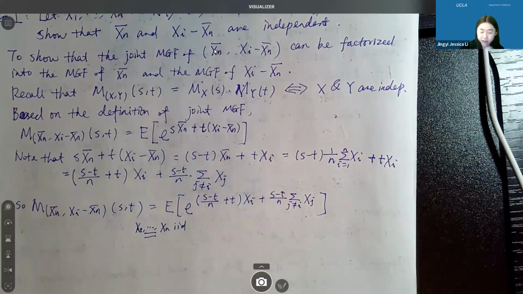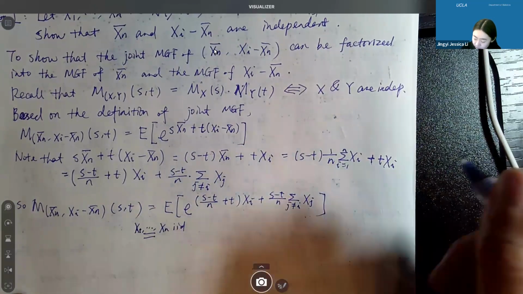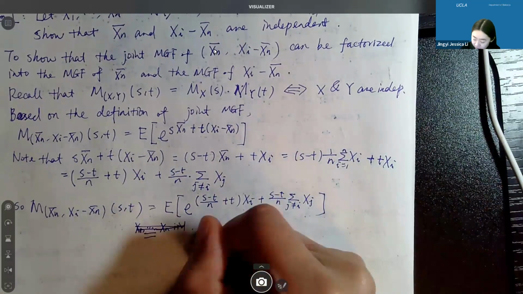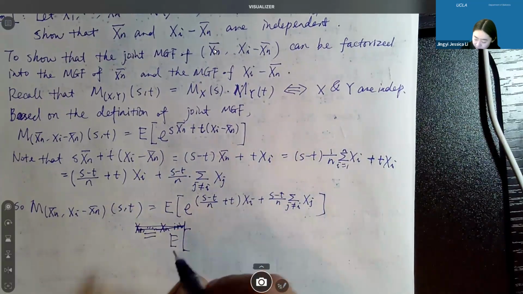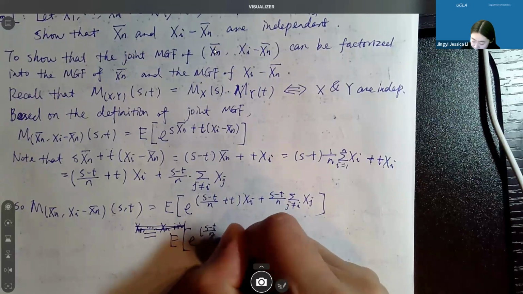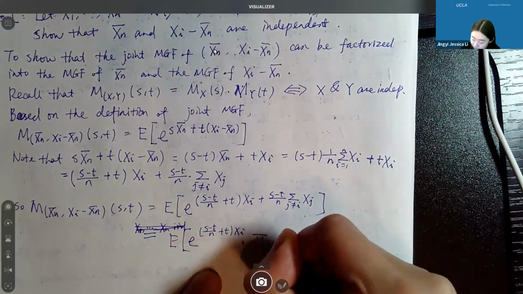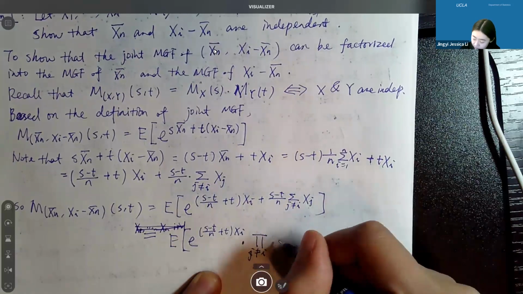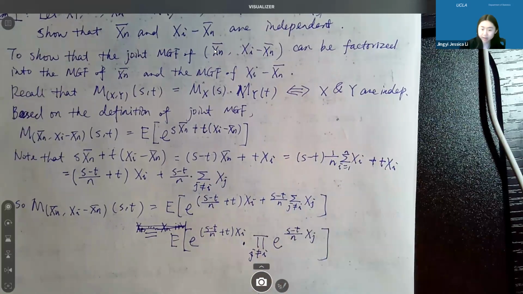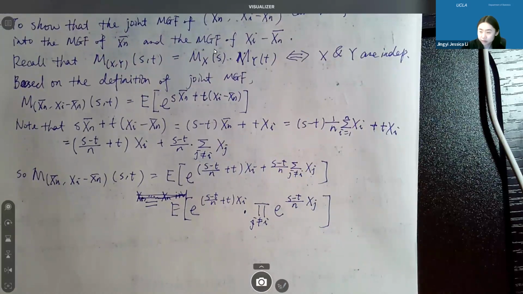In other words, if I write it one more step, I will use this condition next. Just to help people stay on the same page, we can write this as a product inside the expectation: exponential of ((s minus t)/n + t) x_i, times the product over j not equal to i of exponential of (s minus t)/n times x_j. Do people follow this step? From here to here, I'm just using the fact that a sum in the power can be written as a product.